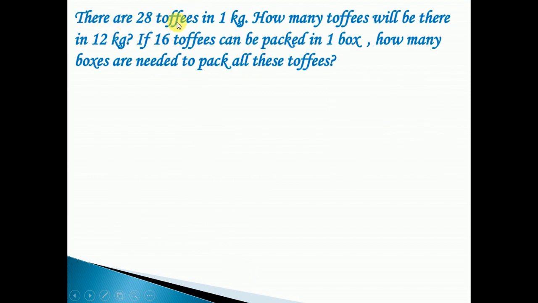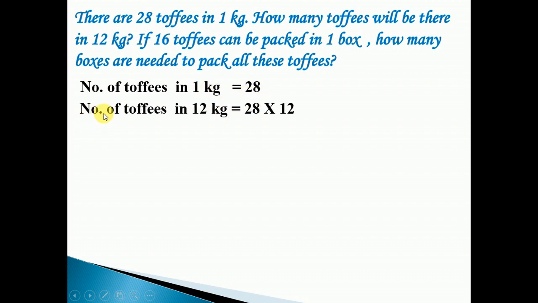There are 28 toffees in 1 kg. How many toffees will be there in 12 kg? If 16 toffees can be packed in one box, how many boxes are needed to pack all these toffees? According to this question, we have number of toffees in 1 kg is equal to 28. Number of toffees in 12 kg is equal to 28 into 12.